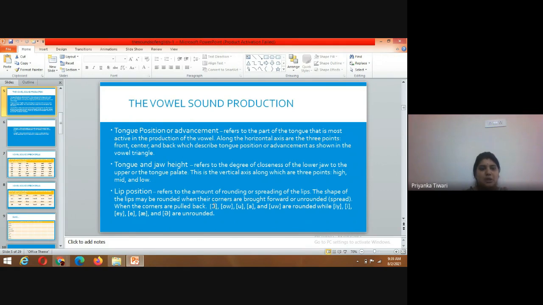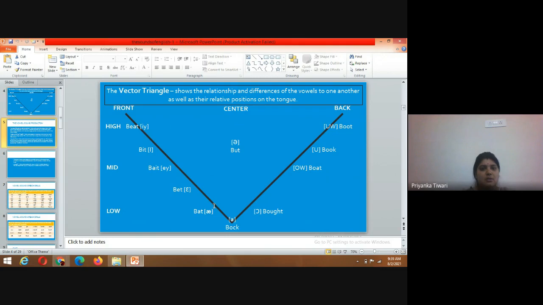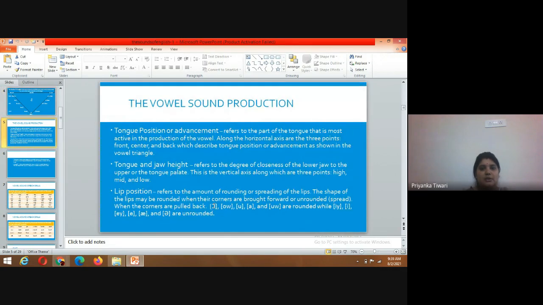Vowel sound production and tongue position, or advancement, refers to the part of the tongue that is most active in the production of the vowel. Along the horizontal axis are the three points front, center, and back, which describe tongue position or advancement, as shown in the vowel triangle. Tongue and jaw height refers to the degree of closeness of the lower jaw to the upper palate.